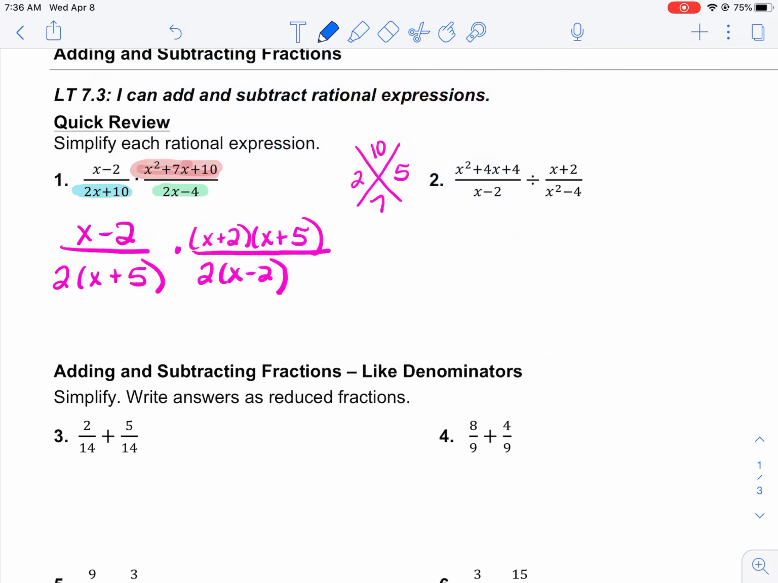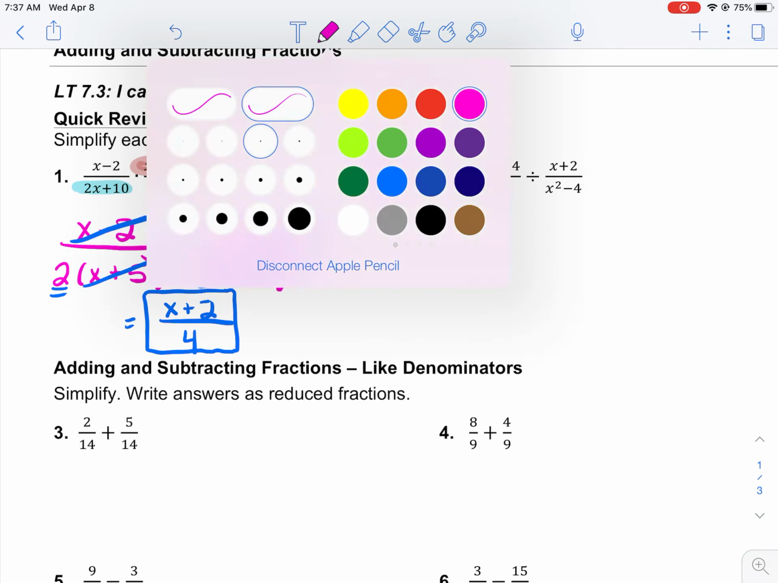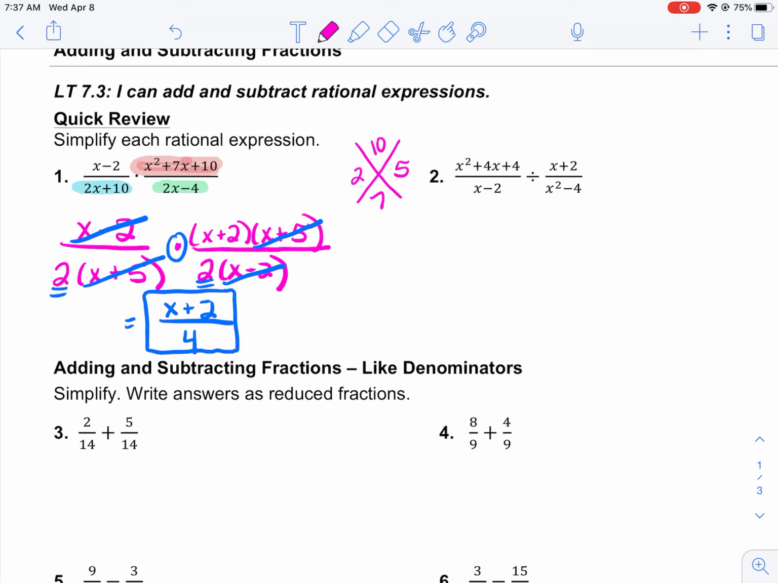Okay, so factor everything that is factorable, and then if you have a factor that appears in the numerator and the denominator, you can cross it out. So we cross out the x minus 2's, and we cross out the x plus 5's, and on the top, all we're left with is x plus 2, and then on the bottom, we're left with a 2 times 2, which is 4. And so the answer is x plus 2 over 4. Okay, let's try another one.